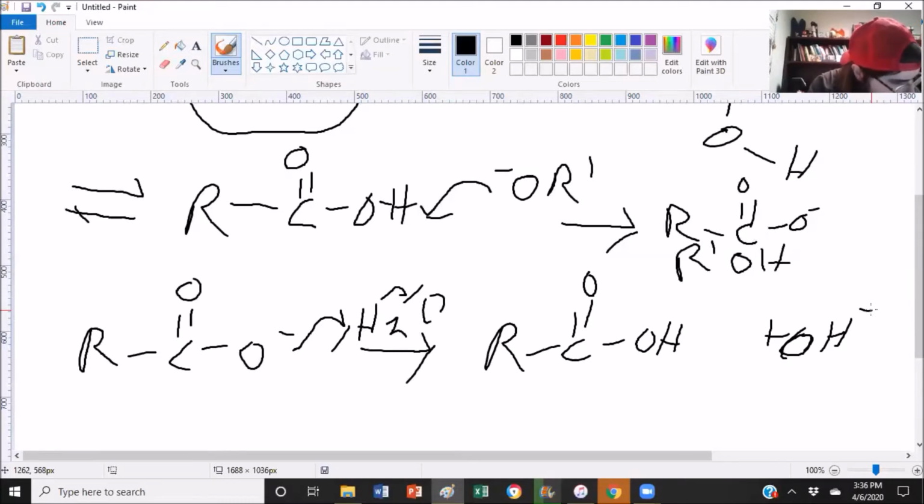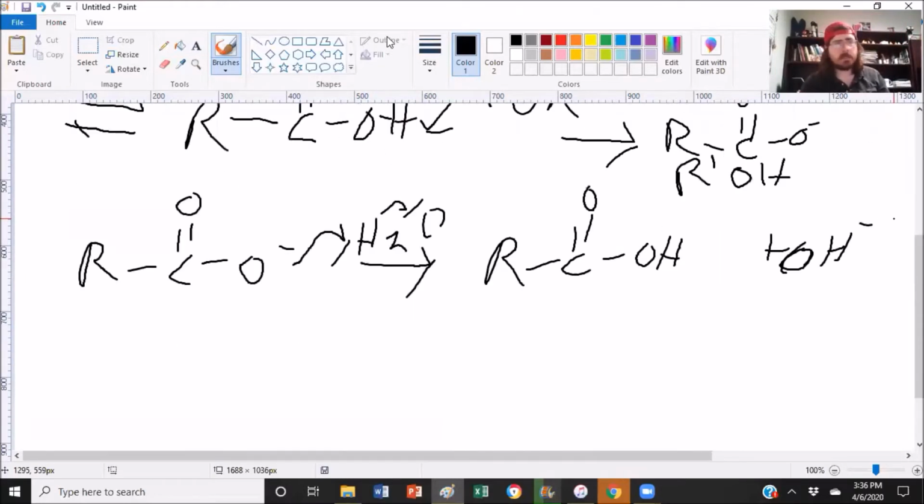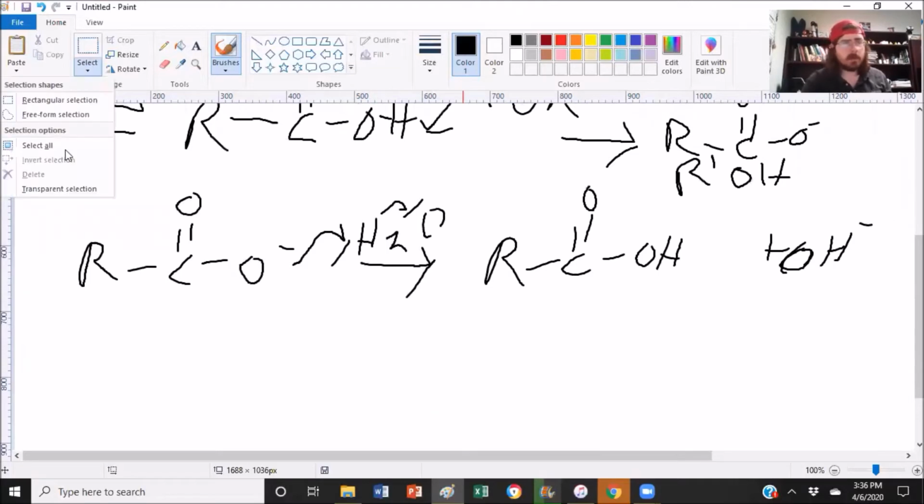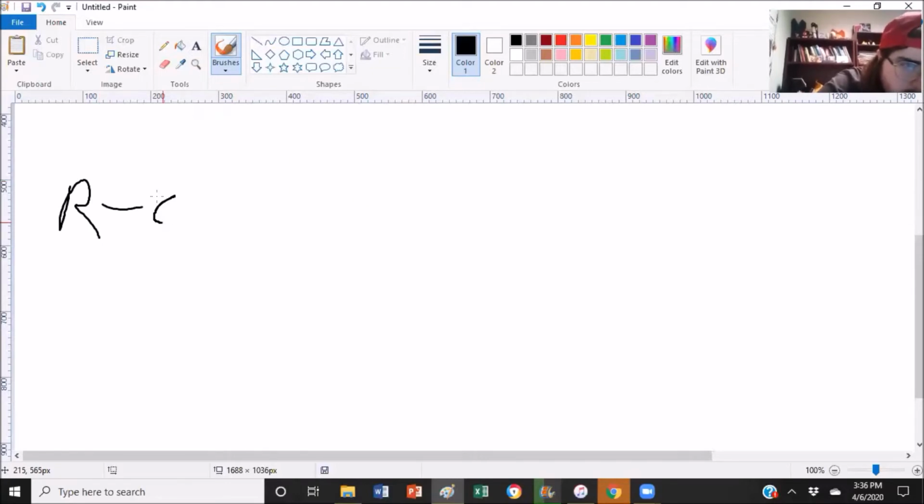Now you could do this in acid. It's just going to have to follow a slightly different mechanism. Let's look hypothetically at what would happen if we're doing this in acid. So we're just going about it a slightly different way. Because remember, lone pairs attack the Lewis acids, not the other way around.